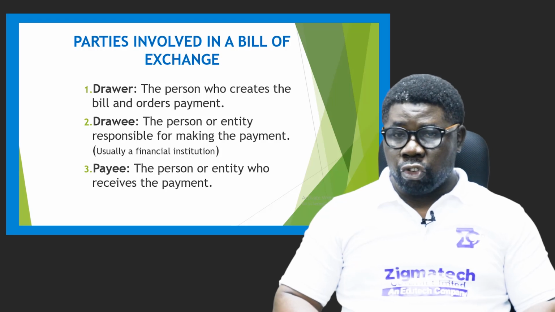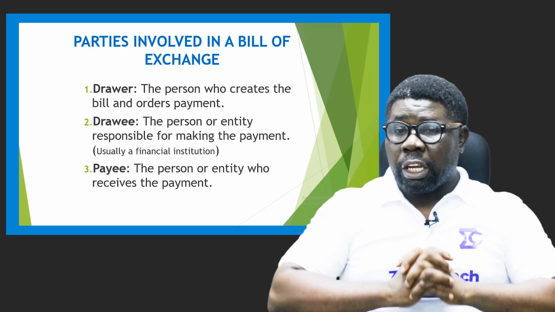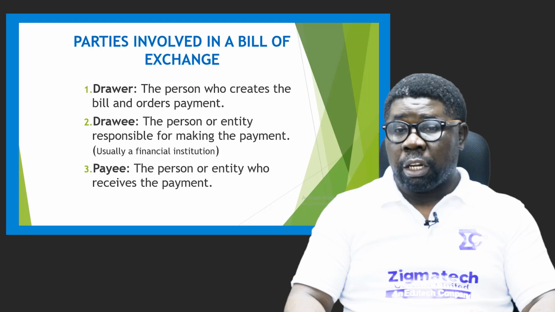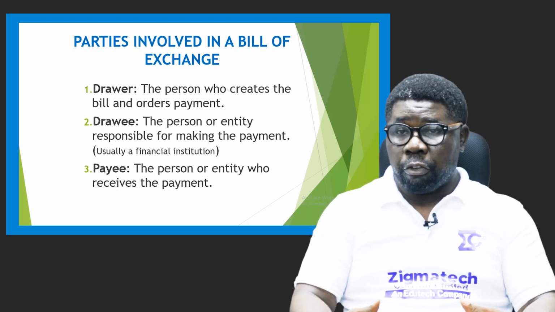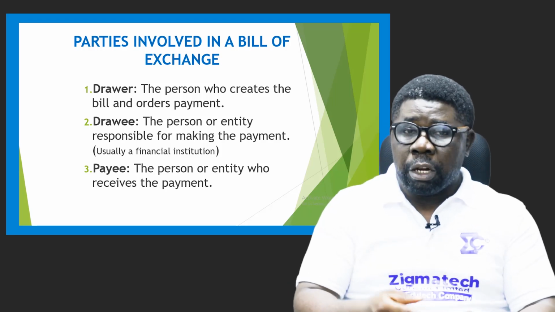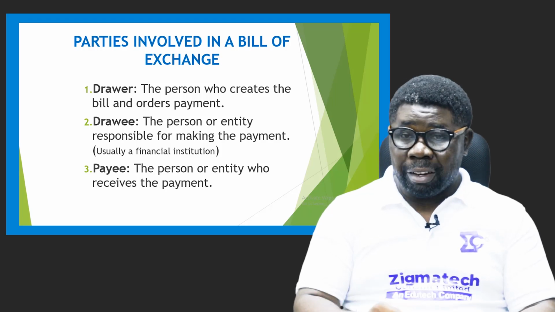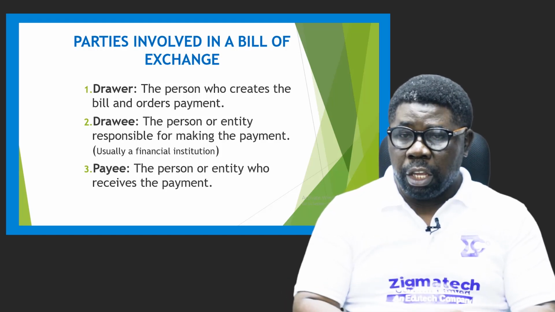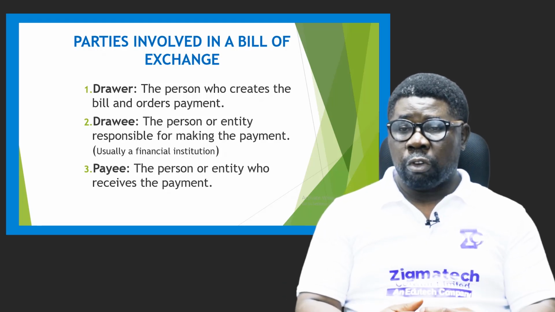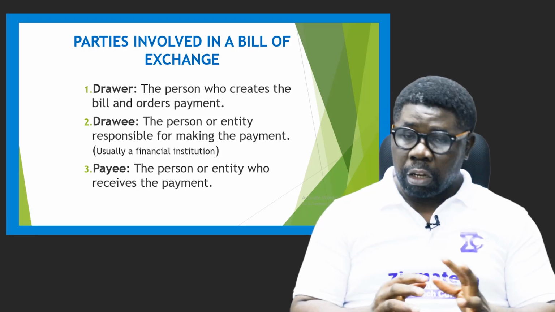Now, number two is the drawee. The drawee is the person or the entity responsible for making the payment, usually a financial institution. In this relationship of trade, the drawee is the person who is going to pay the money. It could be an individual, it could be an organization, it could be a bank, an institution. So whoever is responsible for making the payment is a drawee. Then the payee is the person who is entitled to receive the money being paid, or who is going to benefit from the payment being made. So it's the person or entity who receives the payment.